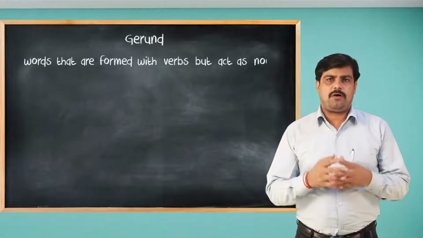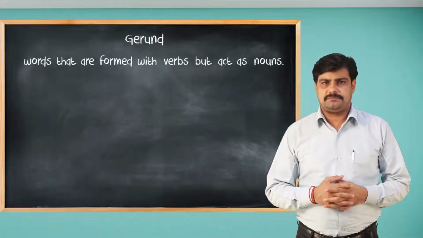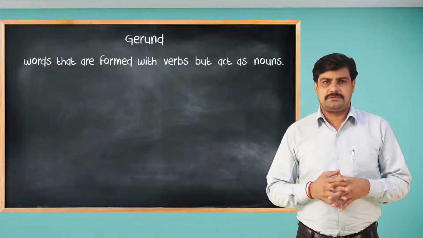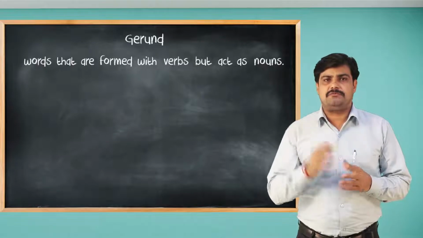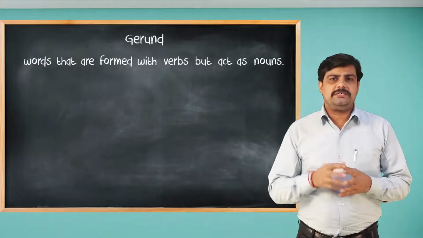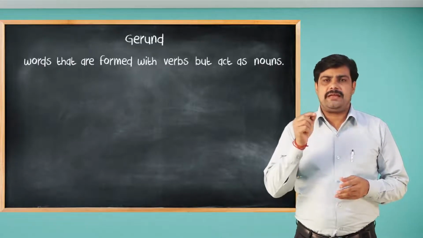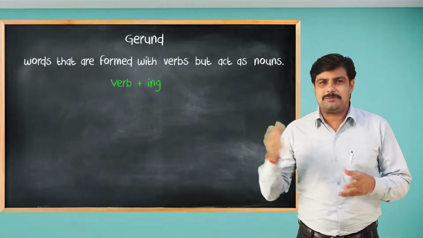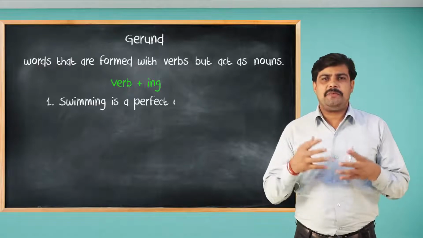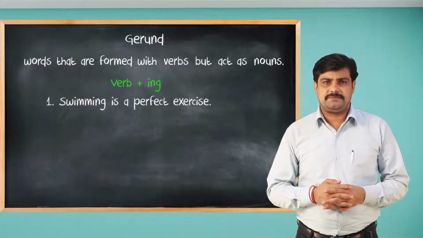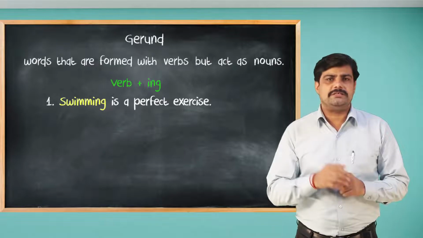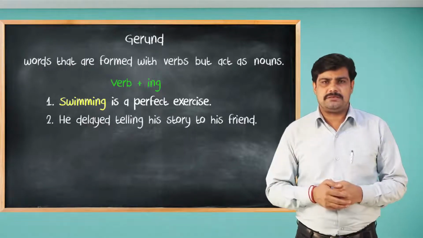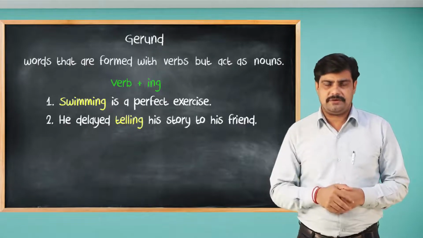Another form of verb is the gerund. Gerunds are words that are formed with verbs, but they act as nouns. They are very easy to spot since every gerund ends in the ing form of the main verb. Let's see some examples here. "Swimming is a perfect exercise." Now the word swimming here is a gerund. "He delayed telling his story to his friend." The word telling is a gerund here.